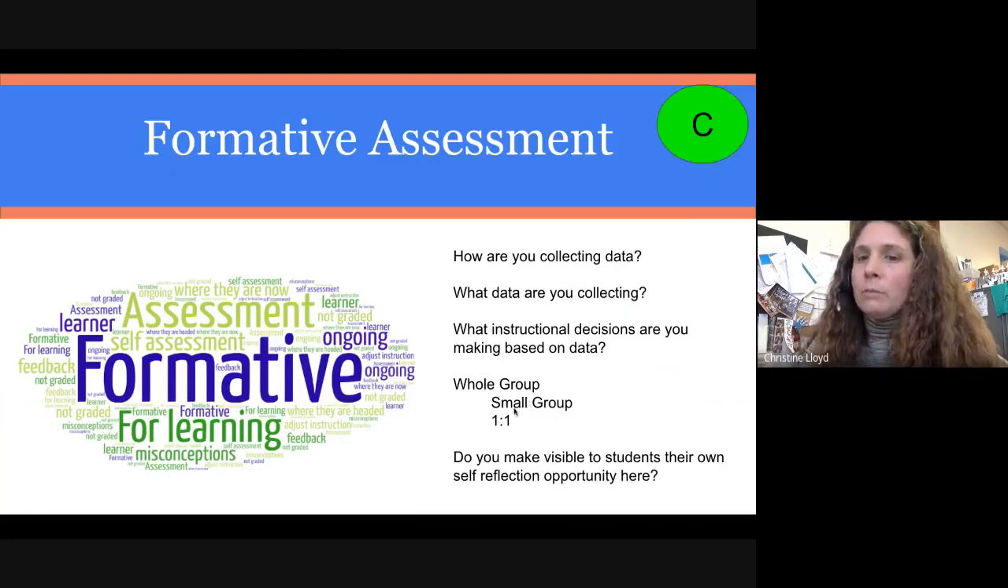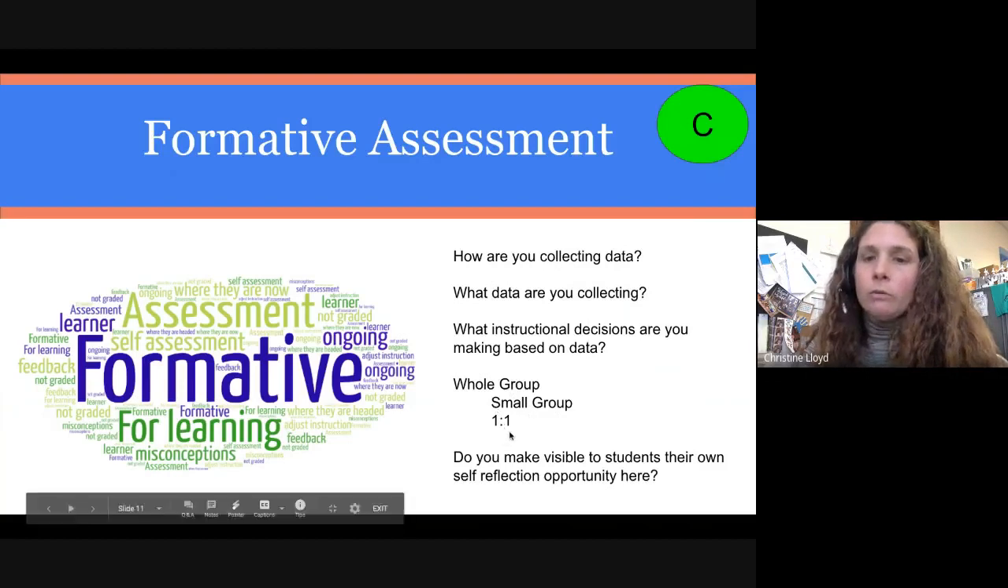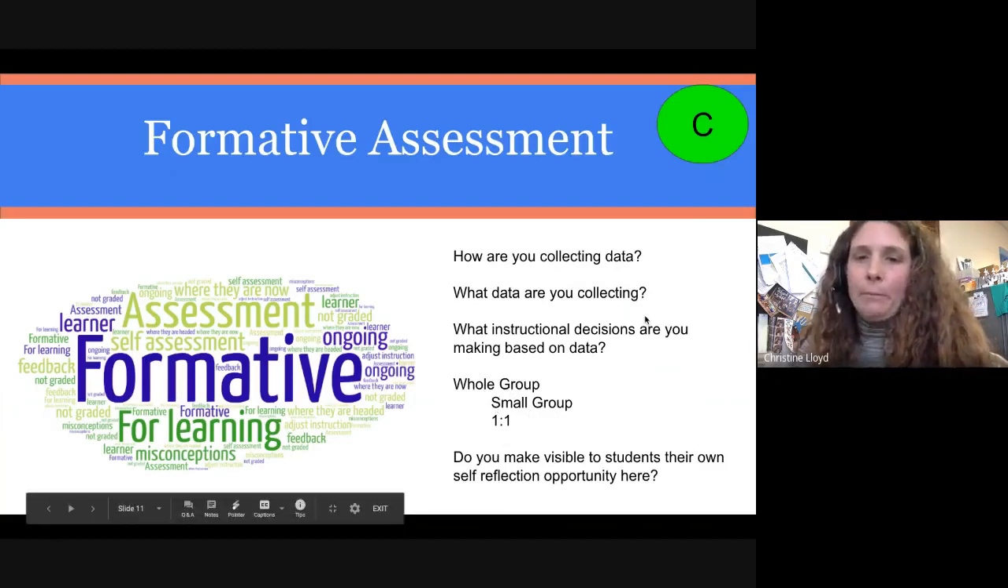Is there just one small group of students who needs to have some more instruction, or is it really a one-to-one thing that needs to happen?